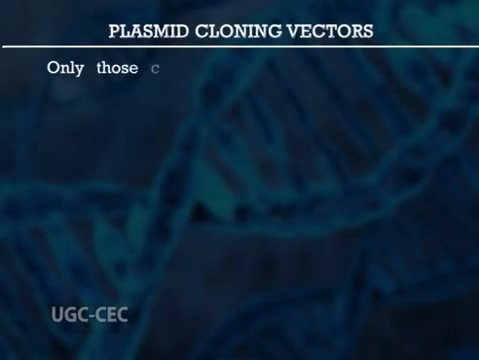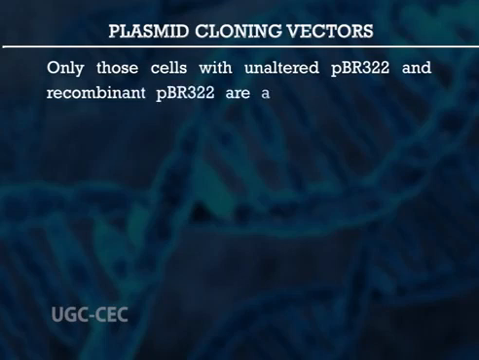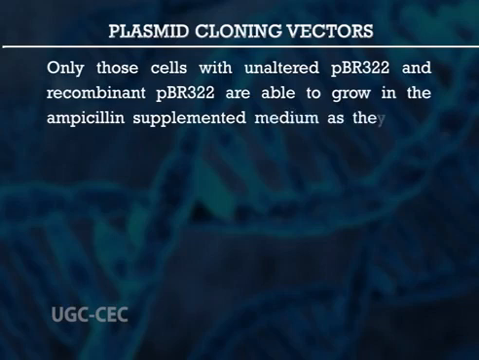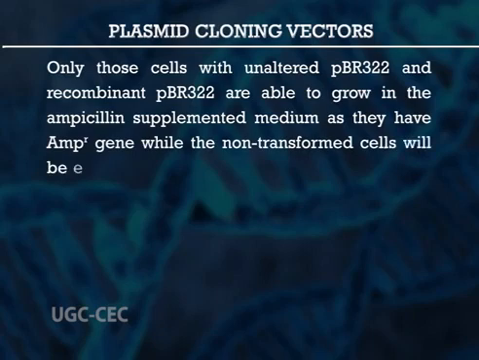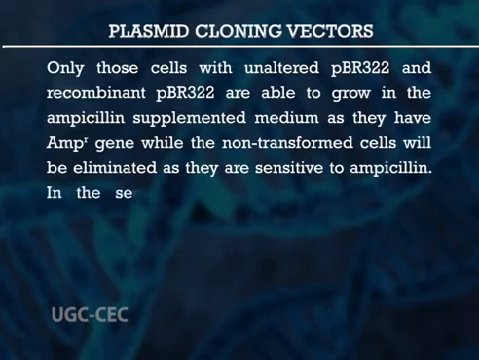For the selection of transformed cells with a recombinant vector with DNA insert, the cells from the transformation mixture are first plated onto medium containing ampicillin. Only those cells with unaltered pBR322 and recombinant pBR322 are able to grow in ampicillin supplemented medium as they have the ampicillin resistance gene, while the non-transformed cells will be eliminated as they are sensitive to ampicillin.